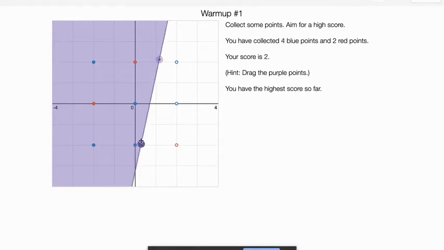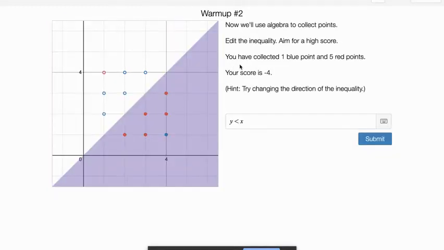But I can keep dragging. You'll notice my score goes up, and the more people that do it, the more people you'll be competing with. So I'm the first one to do this, therefore I have the highest score, but this score is definitely beatable. All right, so from here, things get a little bit more difficult because rather than clicking and dragging, you're actually going to write an equation.